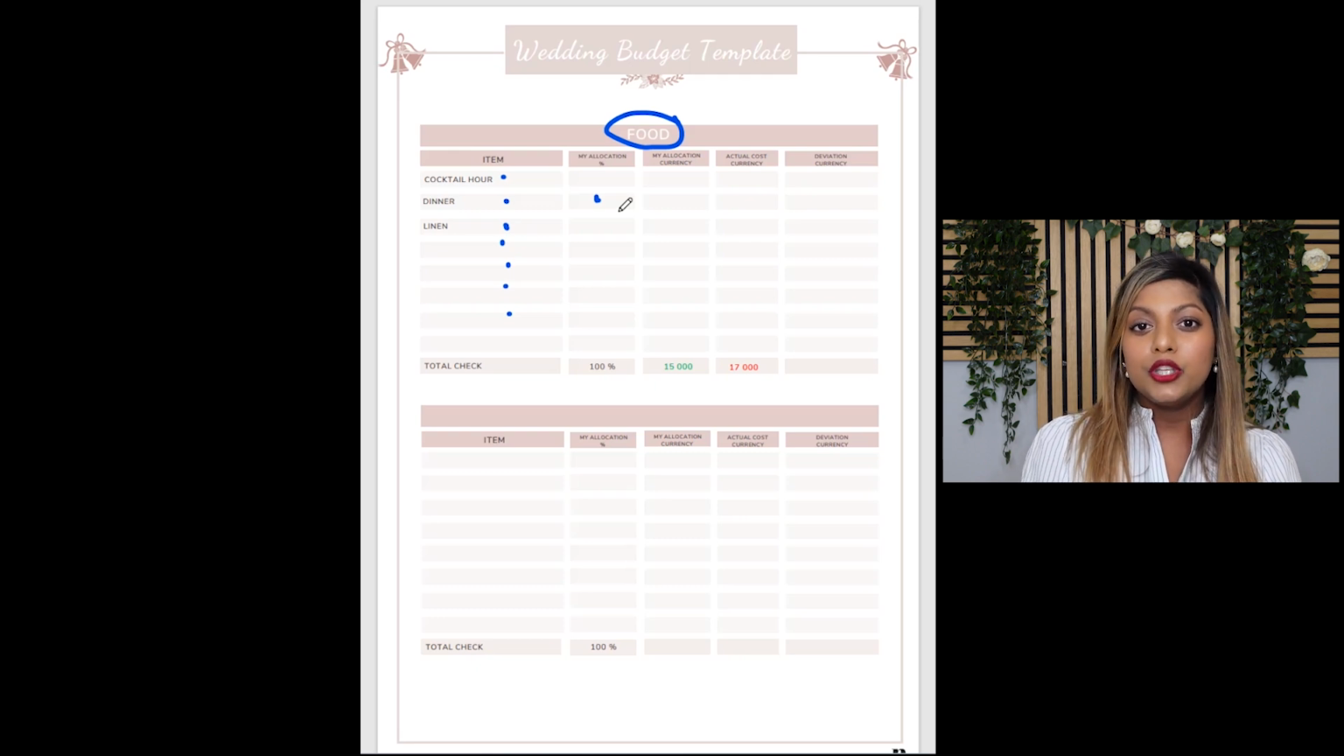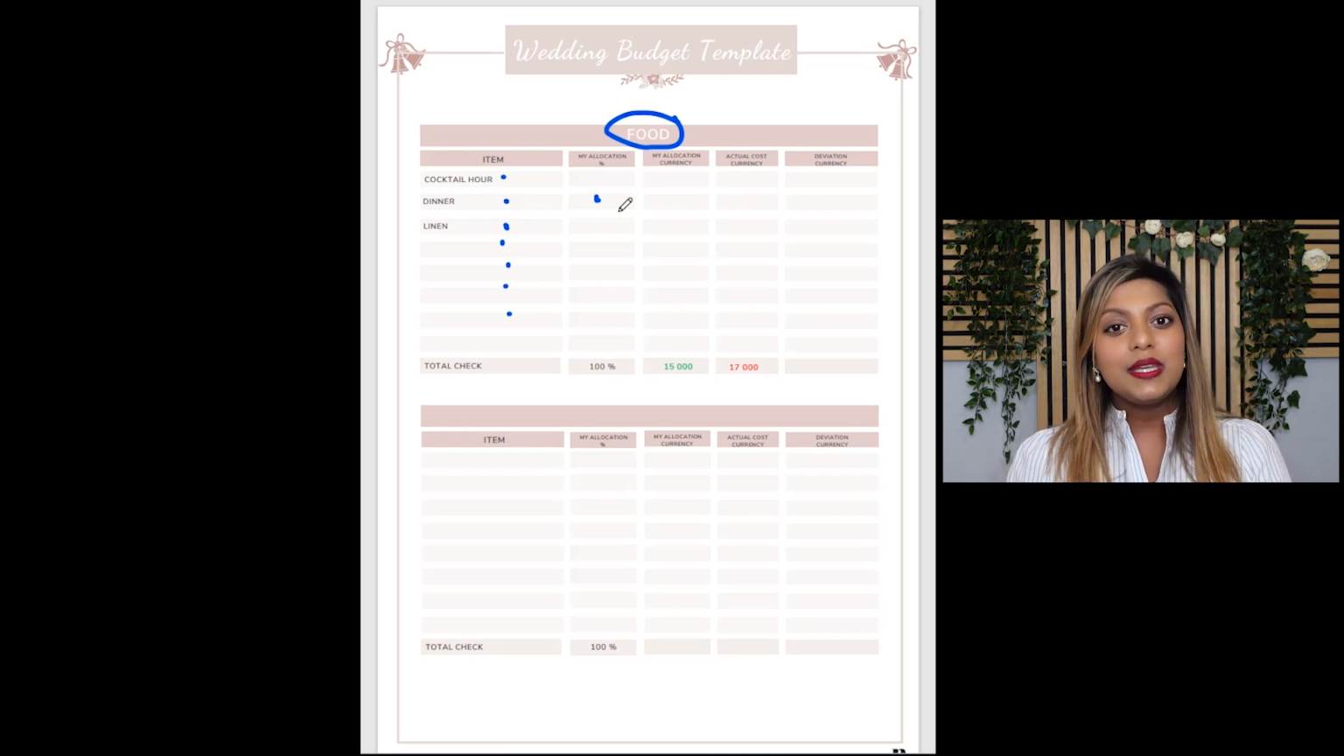But I'm showing you how to use this template, and this template is something you're going to use now at the very outset, and then also something that you're going to use when you meet your vendors, and something you are going to consistently be updating so you're on track with your budget.